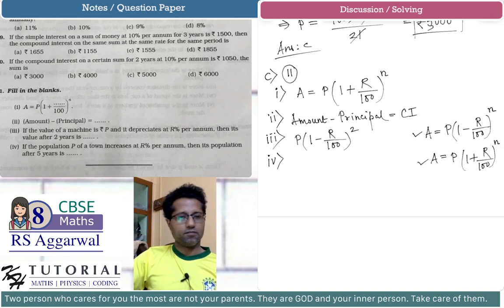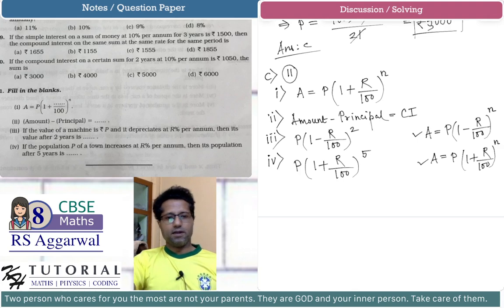So for question number 4, it is given that if the population P of a town increases at R% per annum, then its population after 5 years will be P times 1 plus R by 100 to the power 5.